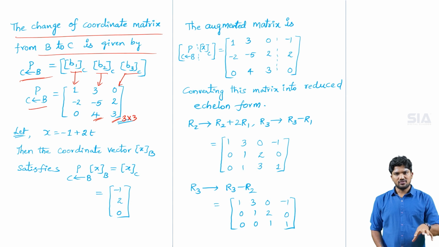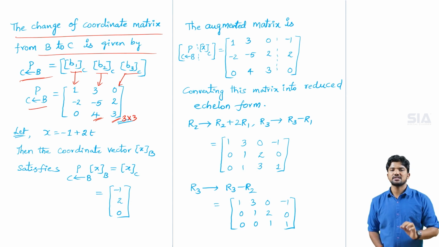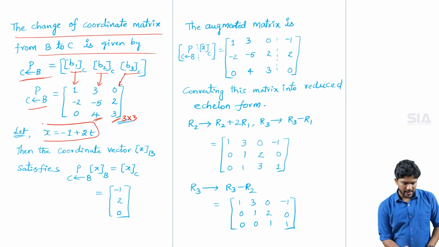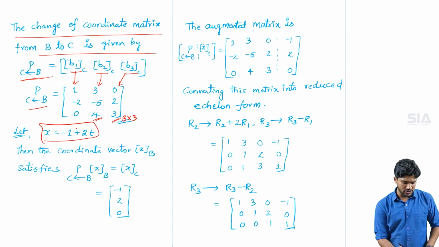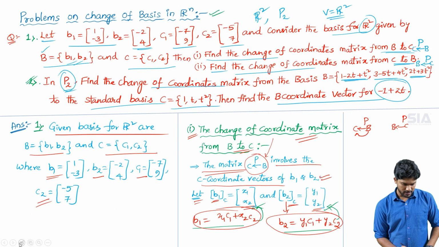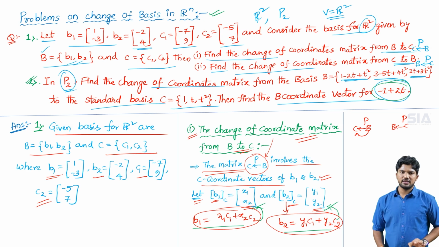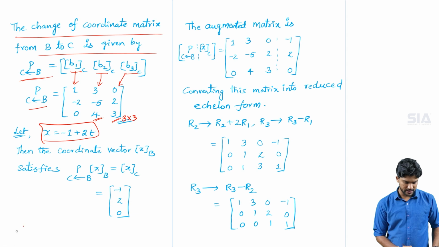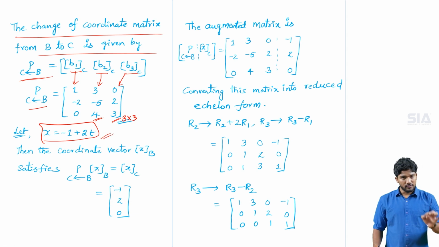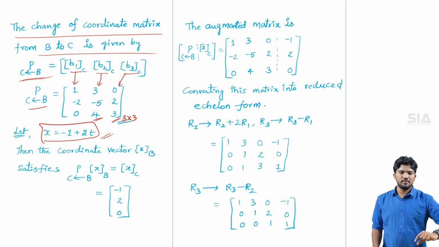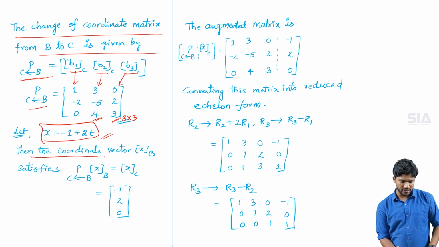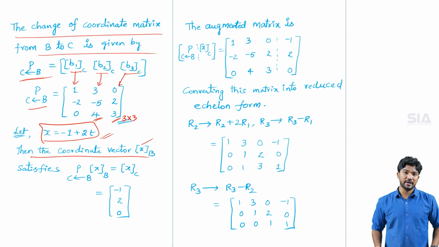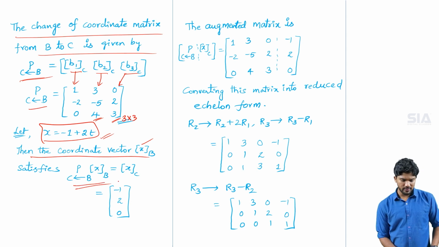This change of coordinate matrix from B to C or C to B is always a 3 by 3, or 2 by 2, or n by n square matrix only. Later, x is equal to minus 1 plus 2t. Minus 1 plus 2t is already there in the given problem. That vector I am taking as small x. For that x also, with respect to capital B, we can find a coordinate vector, which satisfies the given condition.